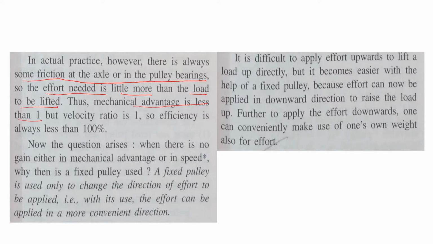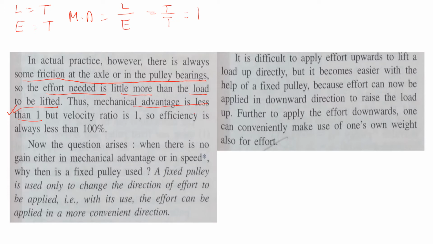Now you have seen in the last slide that in this type of pulley, the load is balanced by one tension and the effort is also balanced by one tension. So the mechanical advantage of this type of pulley is given by load by effort, which is equal to T by T, which is equal to 1. But we can see that because of the friction, the mechanical advantage is less than 1.